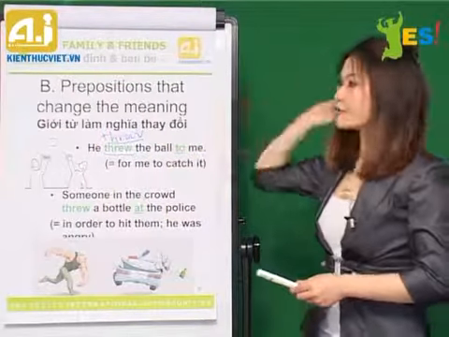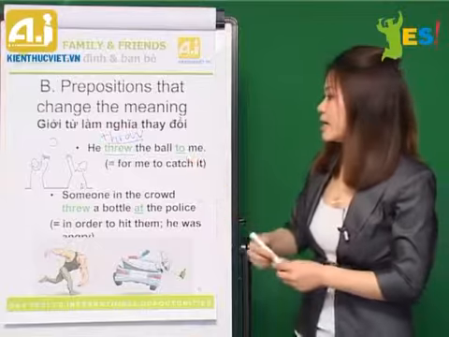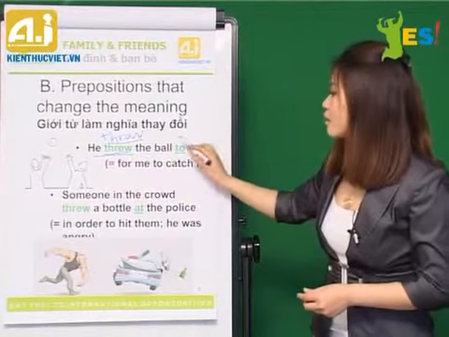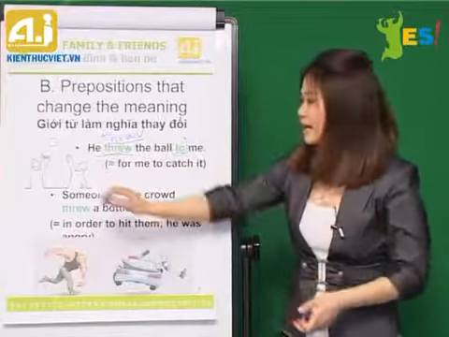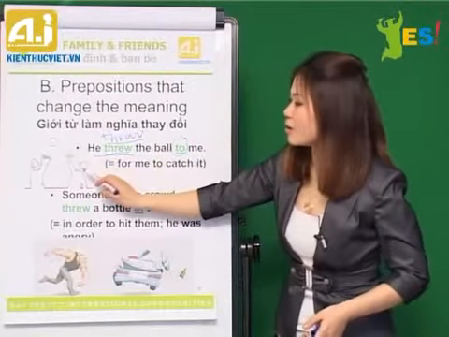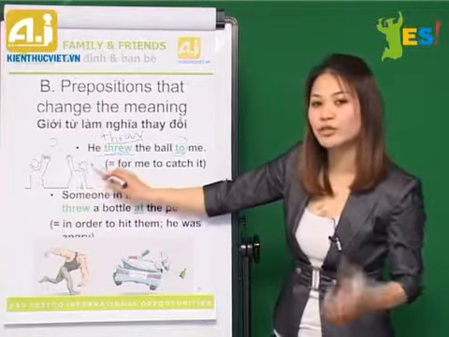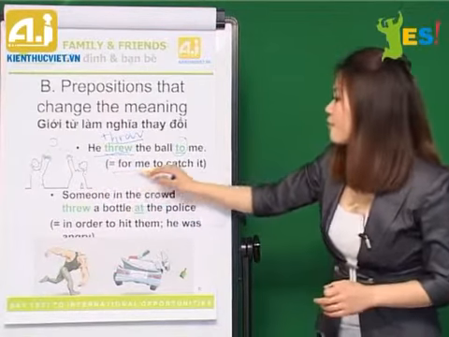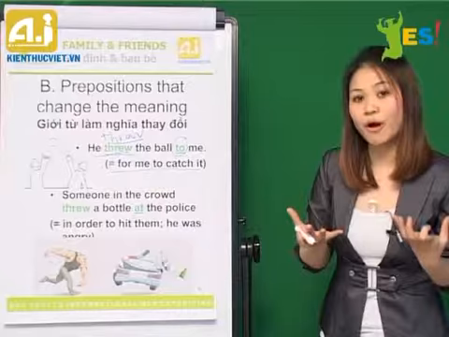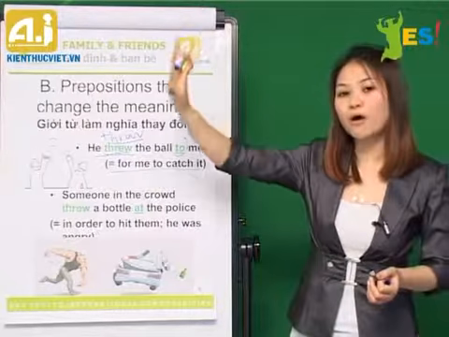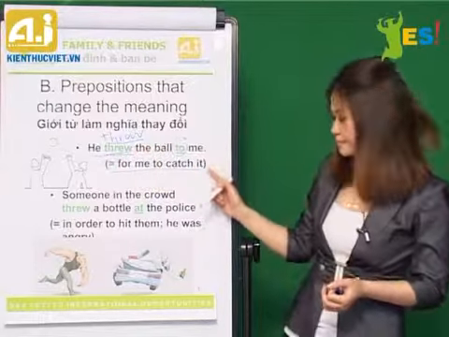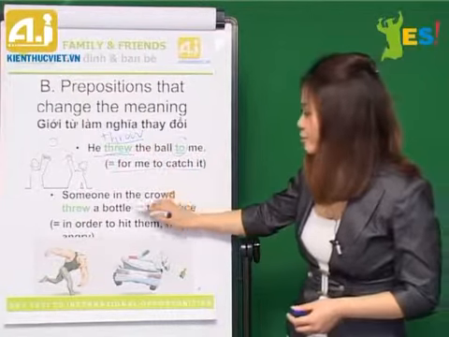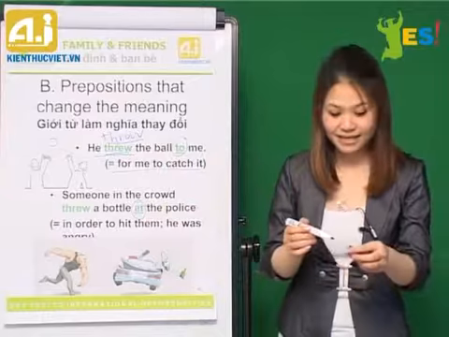If you say he threw the ball to me, like, look at the picture, right? They are playing a game. This person is throwing the ball to this boy in order to catch the ball, right? So, for someone to catch the ball, to throw the ball to me. In this sentence, he threw the ball to me. Now, if you use at, to throw at.